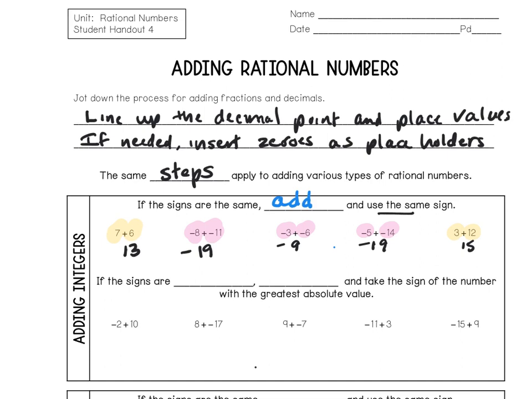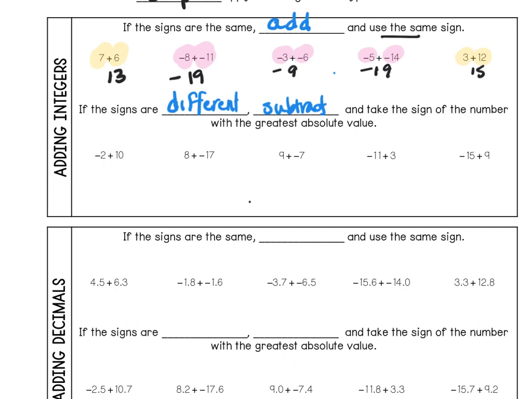So please check your answers and make corrections if needed. So the next part says, if the signs are different, subtract and take the sign of the number with the greatest absolute value. So if the signs are different, subtract, and take the sign of the number with the greatest absolute value.